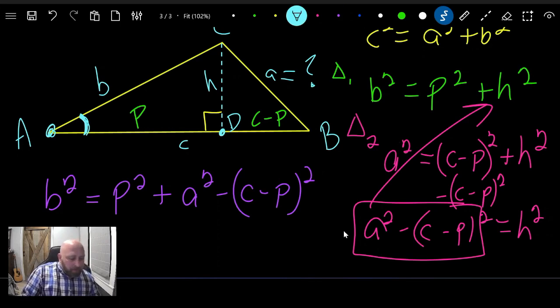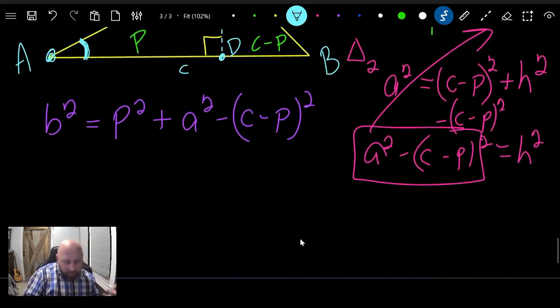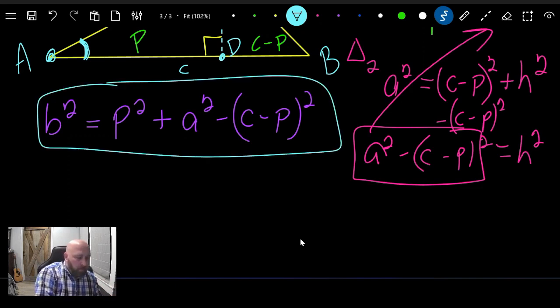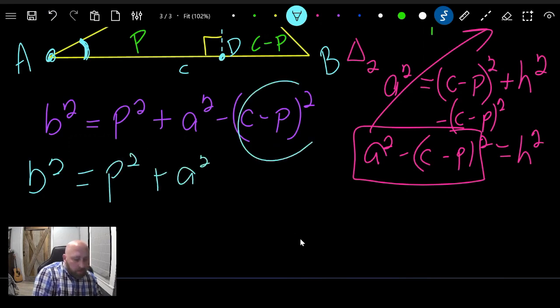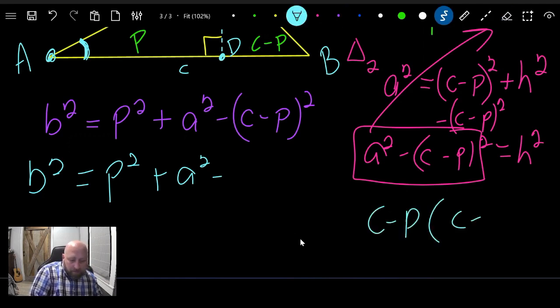Now this is probably the trickiest part of the whole thing. Not really, but we need to expand this. What does that mean? This right here, we can actually square this. This is a binomial, so we can square this. We're going to get B squared equals P squared plus A squared, and then minus, and we're going to actually square this. How do we square that? (C minus P), we're just going to actually do it, right? (C minus P) times (C minus P), and we're going to FOIL it.